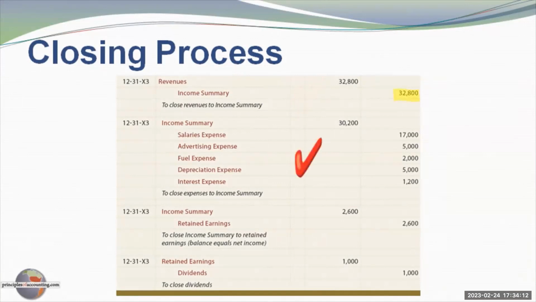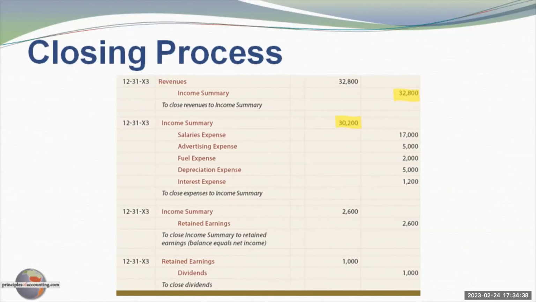The next journal entry reflects the closing of the expense accounts. Because the expense accounts have debit balances, we need to credit them to close them or zero them out, and in turn, debit income summary for the total of the expenses, $30,200. Now comparing, you see there's $32,800 that's been credited to income summary for all of the revenues, and $30,200 that's been debited to income summary for all of the expenses.